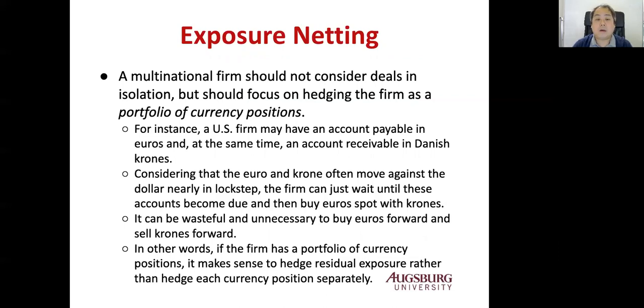Considering that the euro and crown often move against the dollar nearly in lockstep, the firm can just wait until these accounts become due and then buy euro spot with crowns. Basically, it can be wasteful and unnecessary to buy euro forward and sell crowns forward, right? Because you really don't handle this one by one. So in other words, if the firm has a portfolio of currency positions, it makes sense that hedging the residual exposure is better than hedging each currency position separately. Okay. So it's called exposure netting.